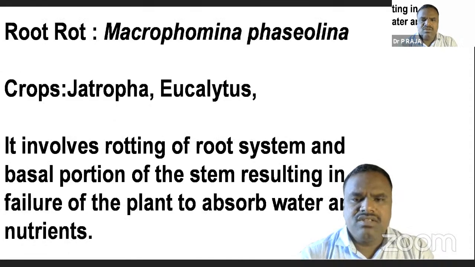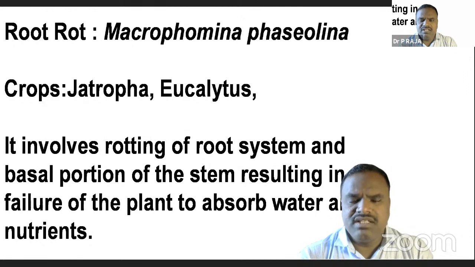And the next disease is root rot, caused by Macrophomina phaseolina. Most of the leguminous trees and other trees are susceptible to this, including jatropha and eucalyptus. And you can see this rotting of the root system and the basal portion of the stem, resulting in failure of the plant to absorb water and nutrients.